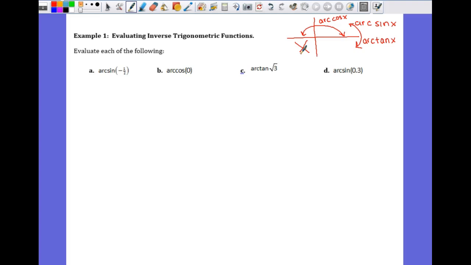30, 60, 45. Yeah, pi over 6, right? So 30 degrees or pi over 6. Now, because it is negative, you have to go down pi over 6. Exactly. So arc sine of -1/2 is 11 pi over 6. Can you also say negative pi over 6? You can. They're the same thing.